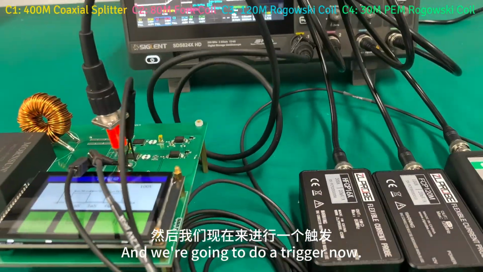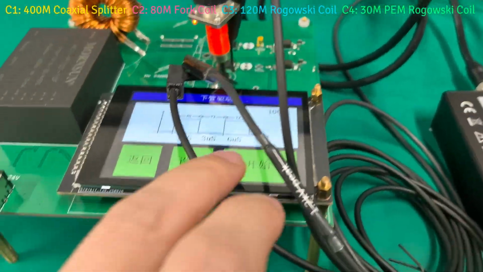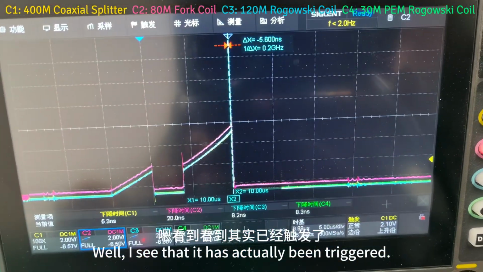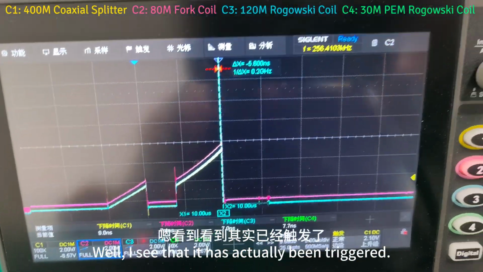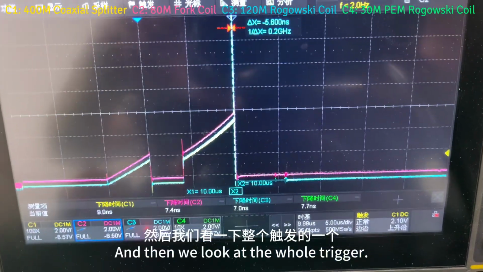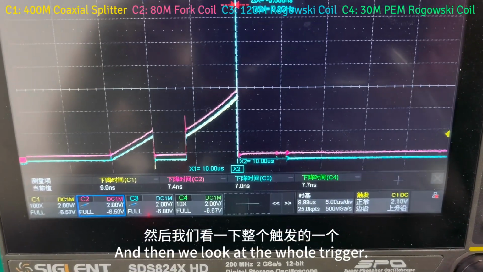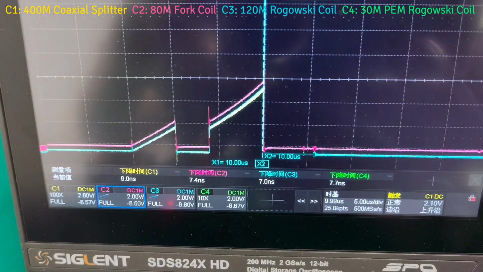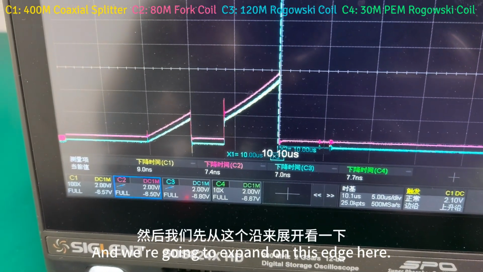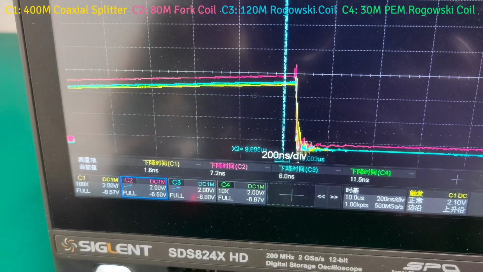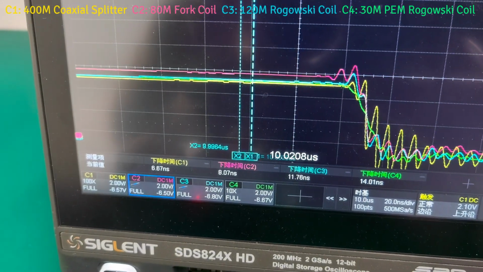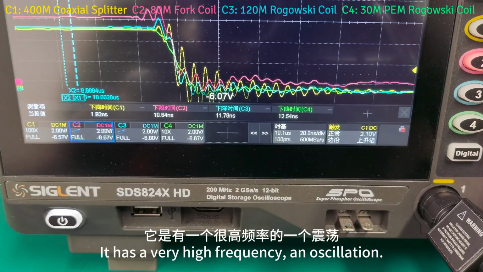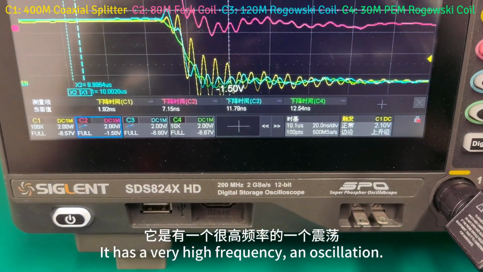And we're going to do a trigger now. Well, I see that it has actually been triggered. Then we look at the whole triggered waveform, and we're going to expand on this edge here. You can see channel 1 has a very high frequency oscillation.